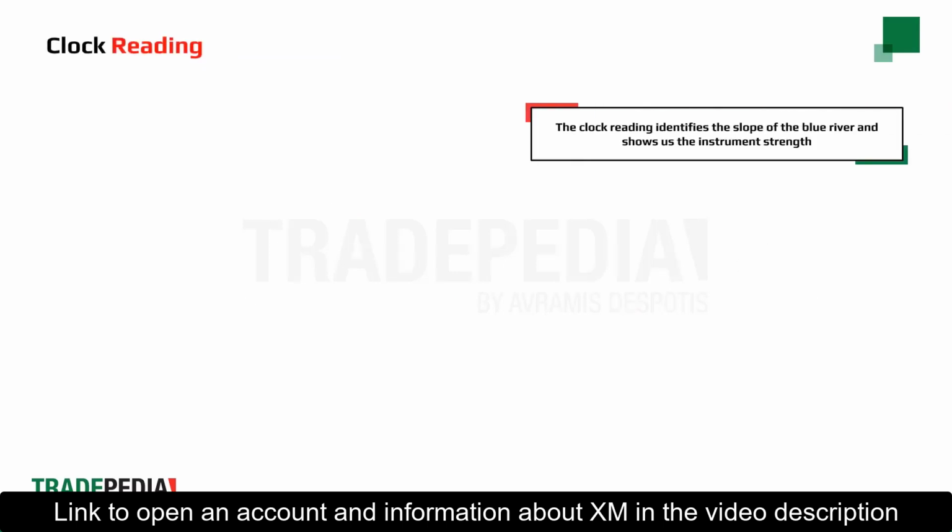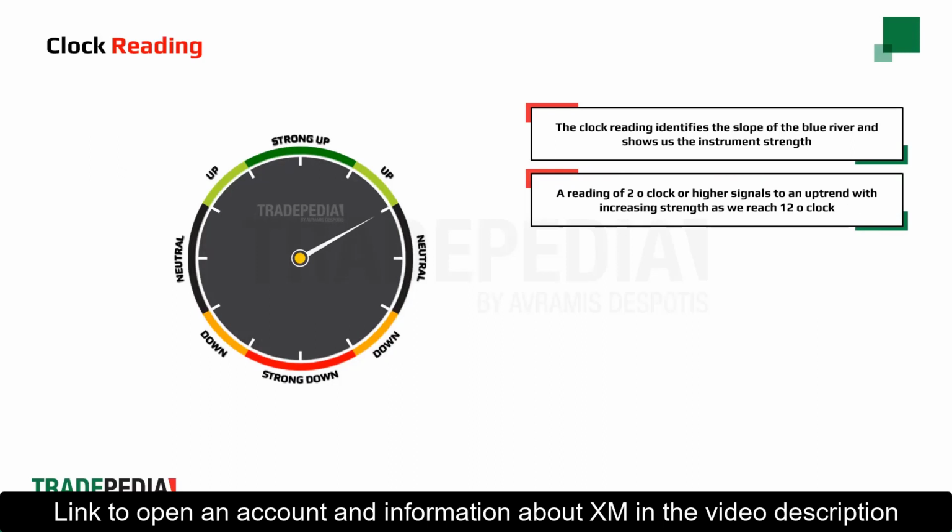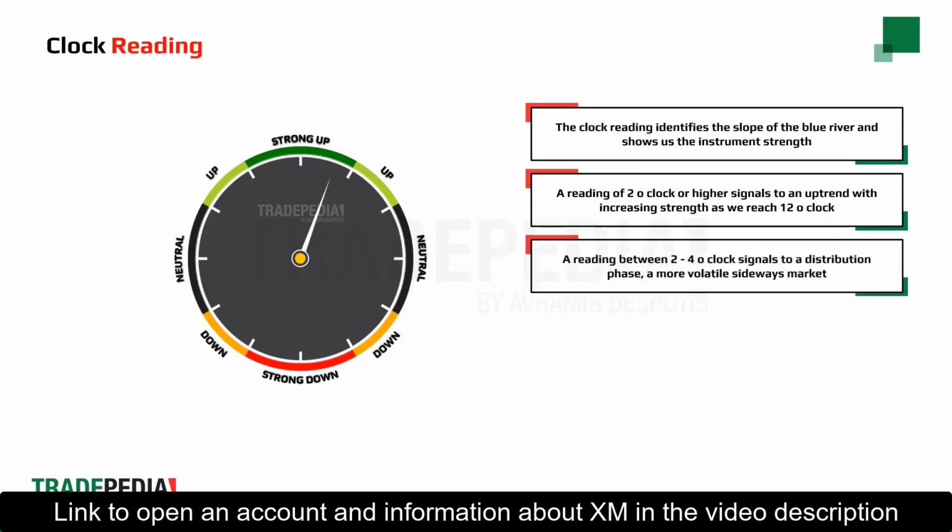The clock reading identifies the slope of the Blue River and shows us the instrument strength. A reading of 2 o'clock or higher signals an uptrend, with increasing strength as we reach 12 o'clock. A reading between 2 and 4 o'clock signals a distribution phase, a more volatile sideways market.